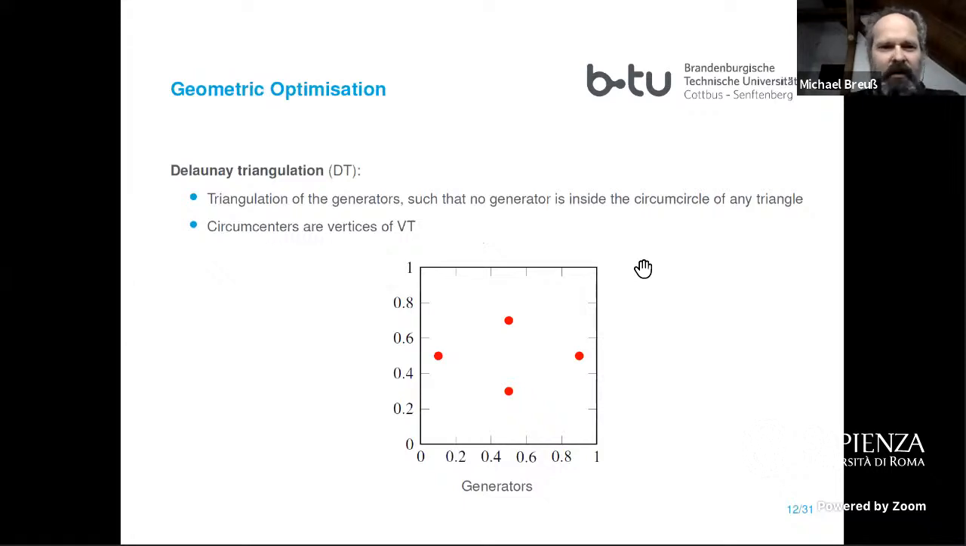So let me explain a little bit about the geometric optimization, how it works. So very easy. You put in these generators, then you build up the Delaunay triangulation, build up triangles, you build up the circumcircles, you take the centers of these circumcircles, and then these centers generate the nodes of the Voronoi tessellation.